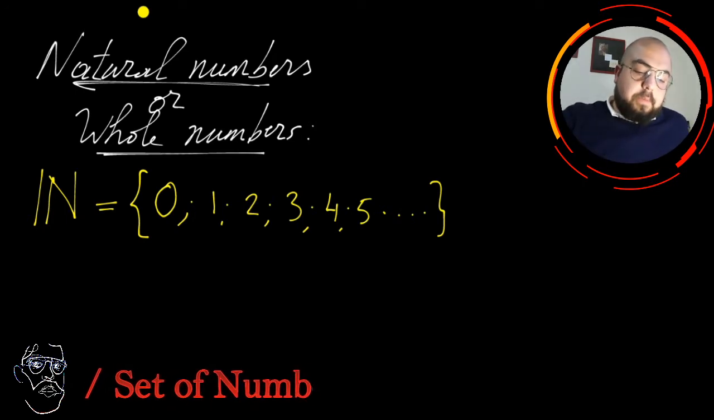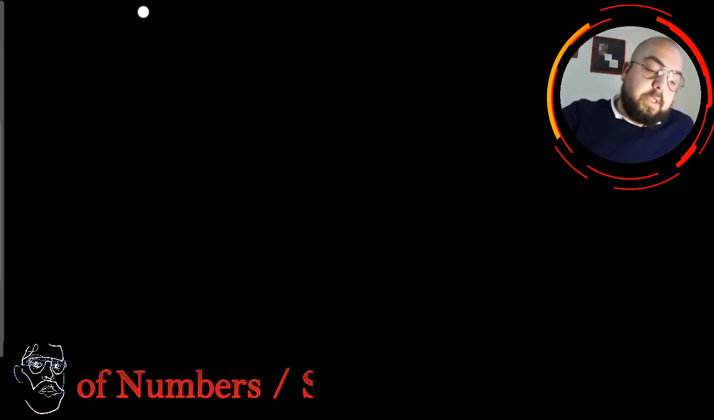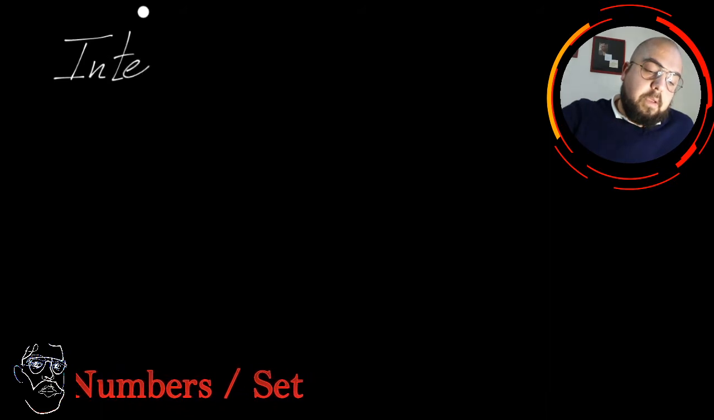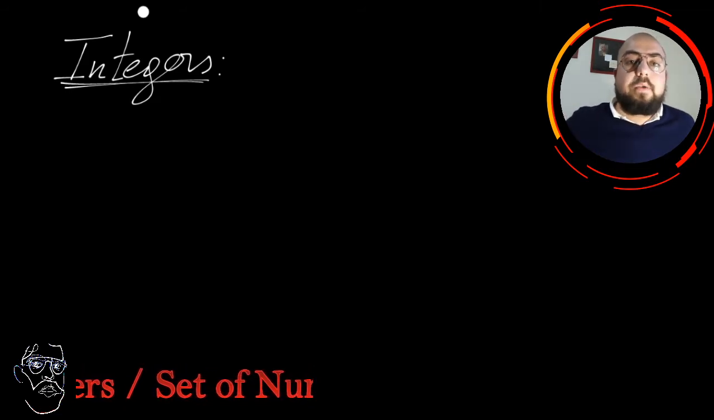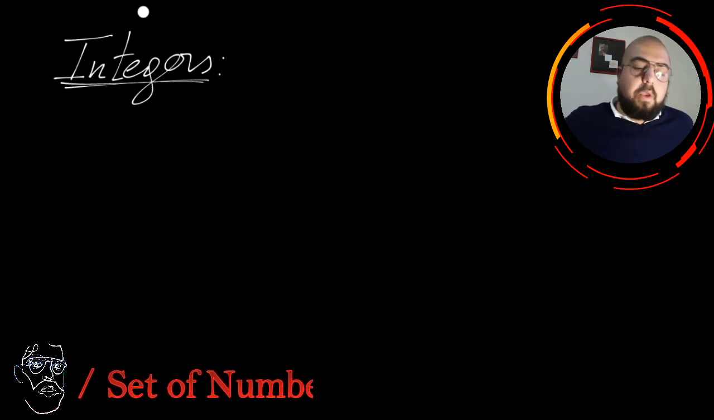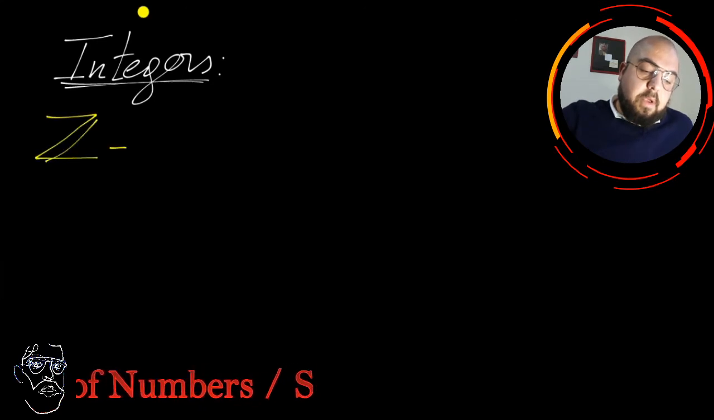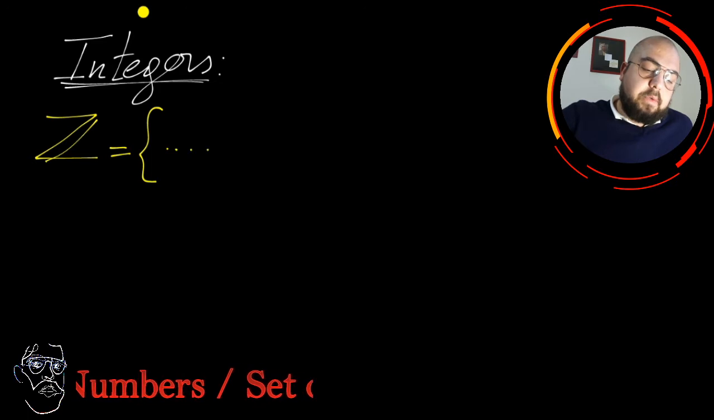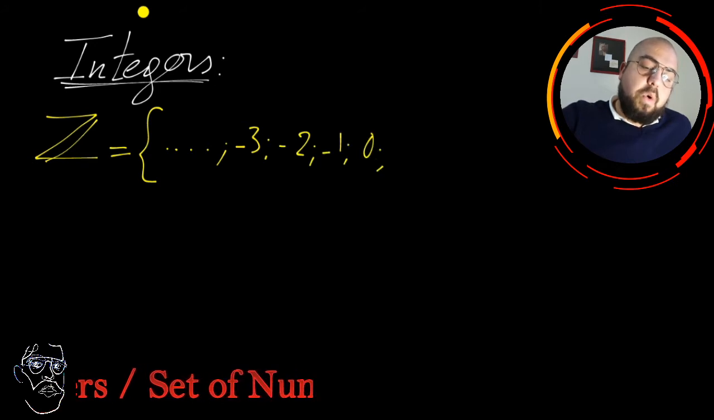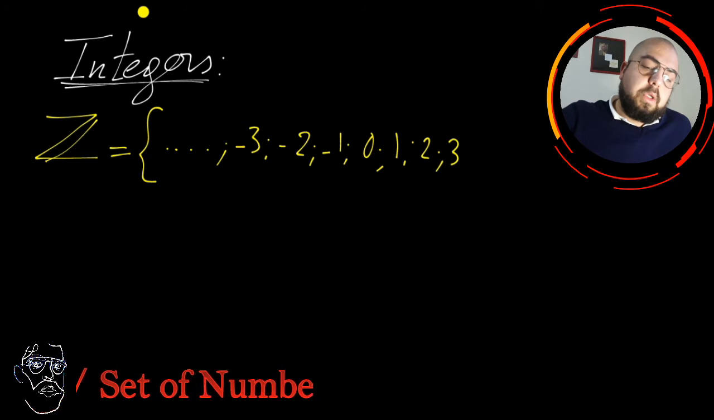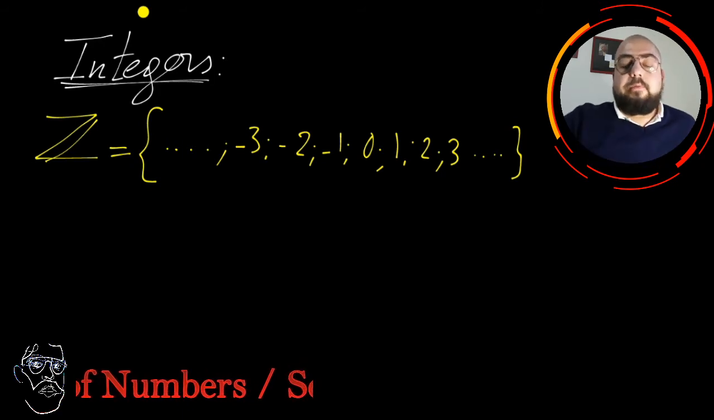Alright, what about the second set of numbers, which are called the integers? In case of the integers, you can have negative values and positive values, even 0. So it is denoted by Z, which starts by negative values, and let's say minus 3, minus 2, minus 1, 0, 1, 2, 3, etc. So it will use the same pattern whether it's going to plus infinity or minus infinity.